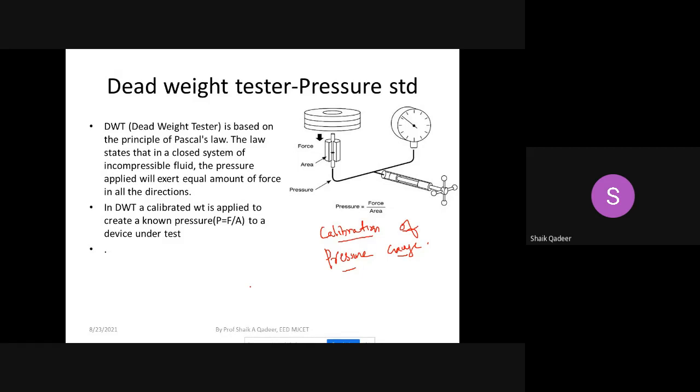So I will make you understand what calibration is. Now I am introducing a method with the help of which we can do calibration of pressure gauge. What is the name of this method? Just read this. Please read this. Deadweight tester, pressure standard. Deadweight tester. It can also be called a pressure standard. What is its work?